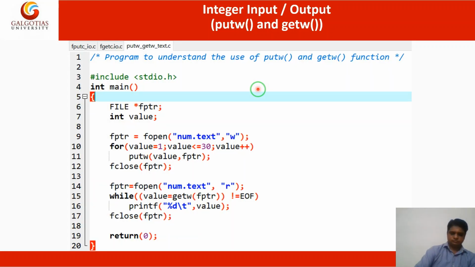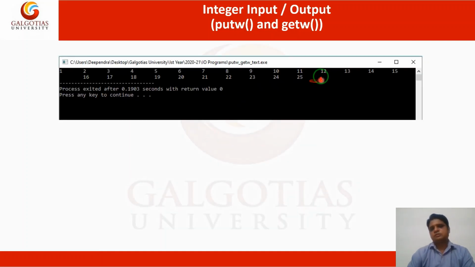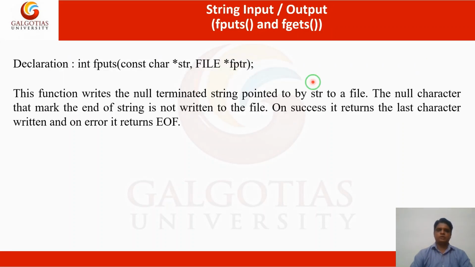See, in this example I have taken num.txt. So what happened? The file is read up to 25 because 26 is the ASCII value of the end of file. So if you want to perform such a type of operation, then you will have to create a binary file, not the text file. Okay.